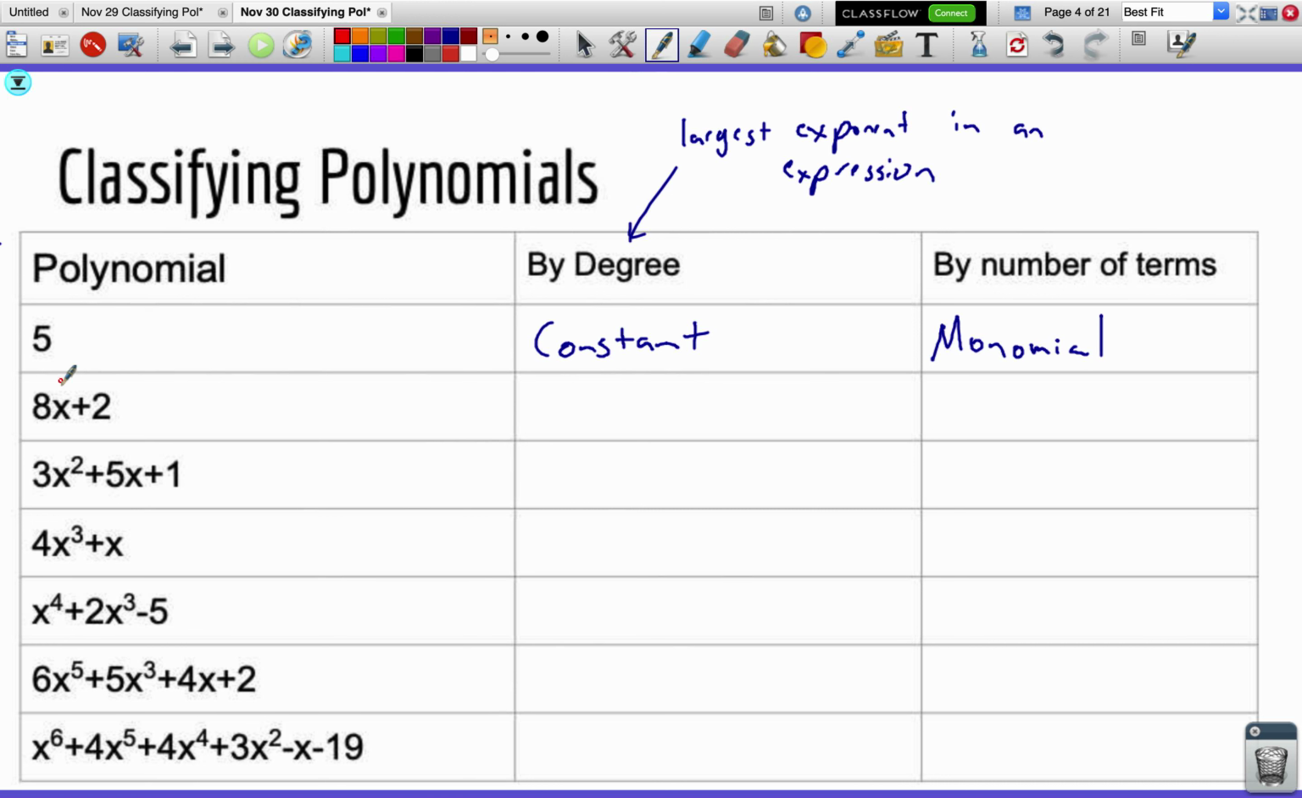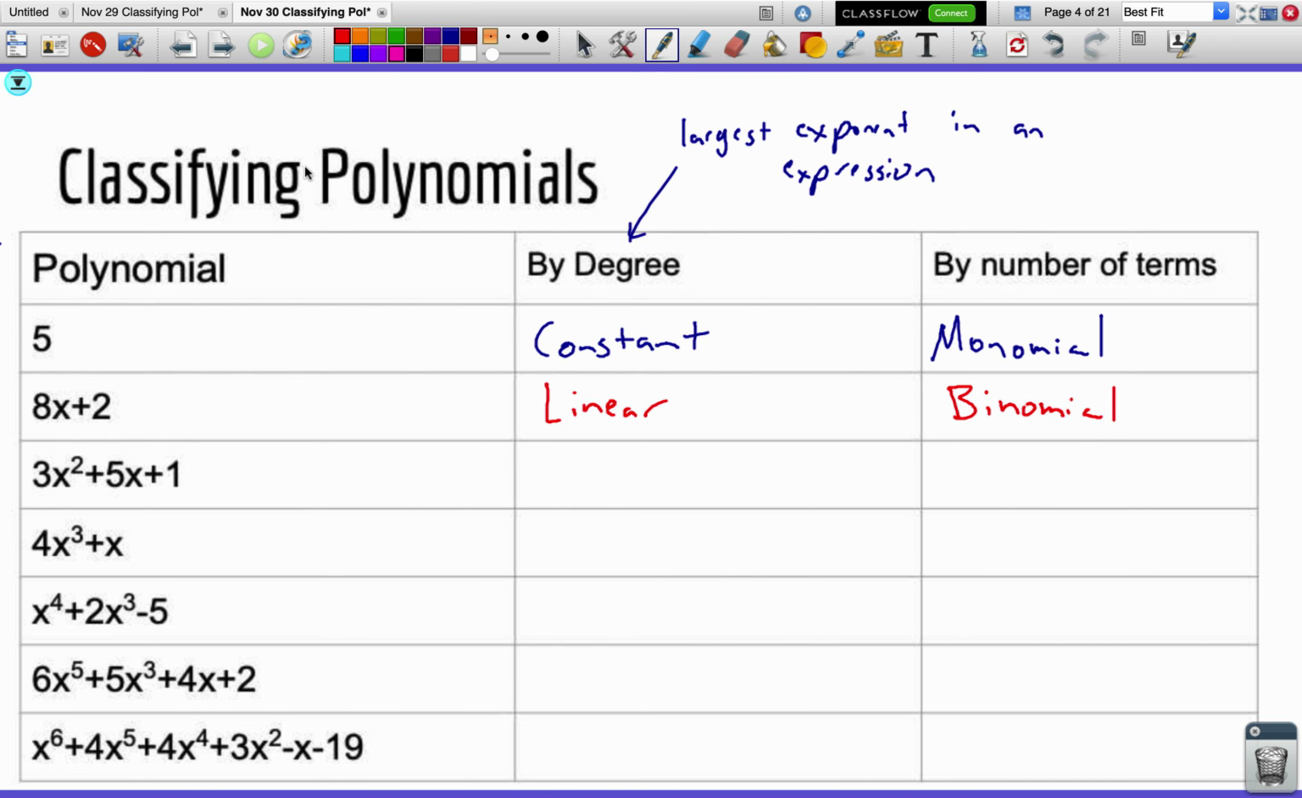All right, next one. Well, there is a variable there. The largest exponent on that variable would be a 1. When the largest exponent is a 1, it is a linear expression. And you can see this 8x plus 2, that kind of looks like the right-hand side of y equals mx plus b, which we know is a linear equation. This has 2 terms, so it's going to be called a binomial.